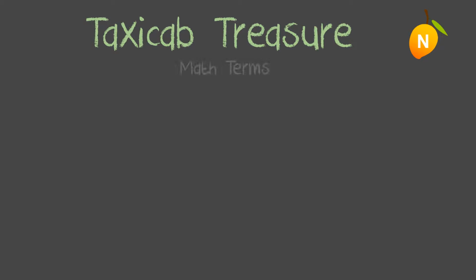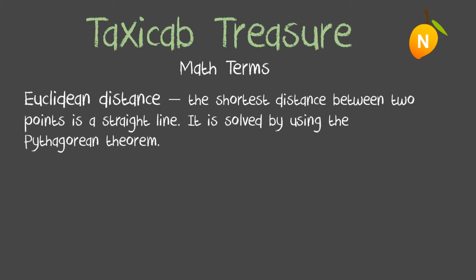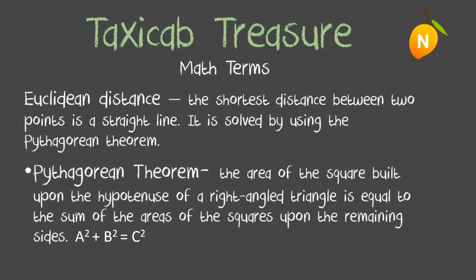Taxicab Treasure Hunt has some math terms to help increase understanding. Euclidean distance is the shortest distance between 2 points, being a straight line. It is solved by using Pythagorean theorem. And Pythagorean theorem is the area of the square built upon the hypotenuse of a right angle is equal to the sum of the areas of the squares upon the remaining sides, which is the same as a squared plus b squared equals c squared.